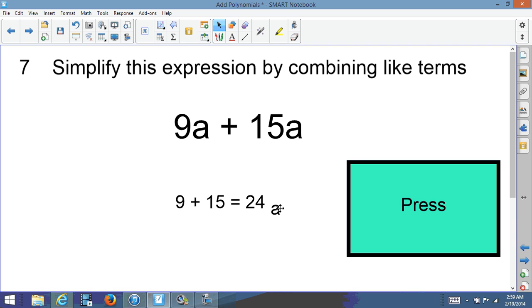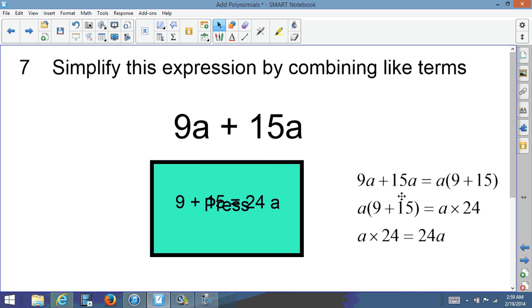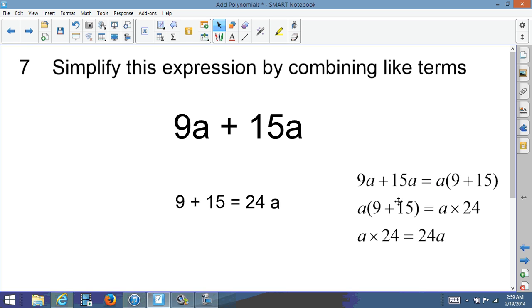Here's another way to look at it. We could use the distributive property, where we have 9a plus 15a, and we have a common factor of a, which we would be multiplying by the 9 plus the 15, because 9 plus 15 times a would be the same thing as adding 9 and 15, which would give us 24, multiplying by a, that would give us a times 24, or 24a. So you can look at it by the distributive property.